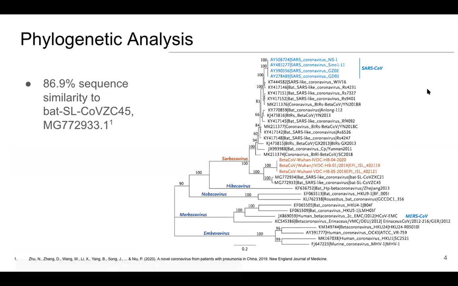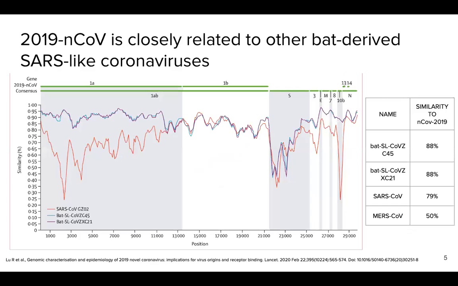When you look at the phylogenetic analysis of this current SARS-CoV, it's fairly similar to a lot of other bat-derived coronaviruses, which is why one of the current hypotheses is that this is a coronavirus that jumped from bats to humans.